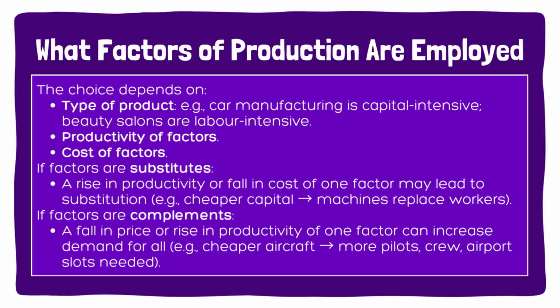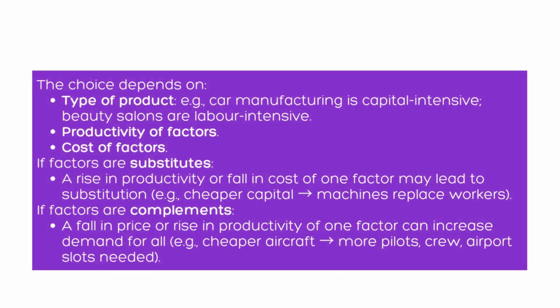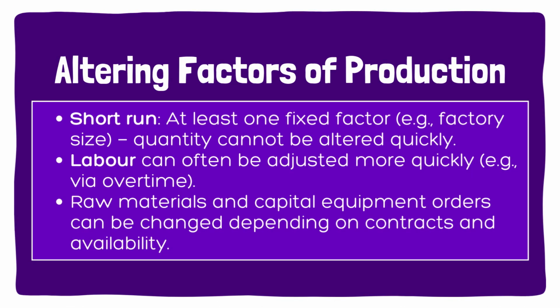In contrast, when factors are complements, a fall in the price of one factor may increase the use of all factors. For instance, cheaper aircraft may allow an airline to expand routes, which would also require more pilots, cabin crew, and airport slots. If a firm wants to change the quantity of resources it employs, some factors are easier to adjust than others. In the short run, at least one factor is fixed, such as the size of a factory or office, which cannot be changed quickly.